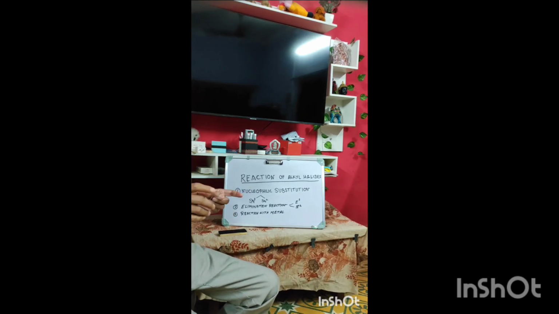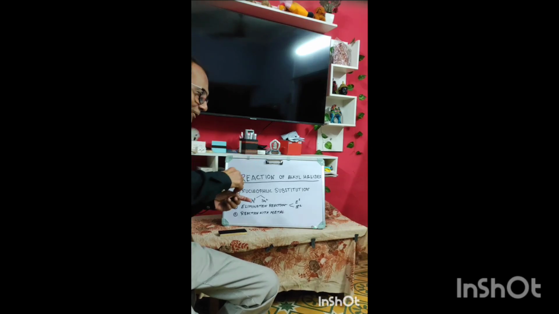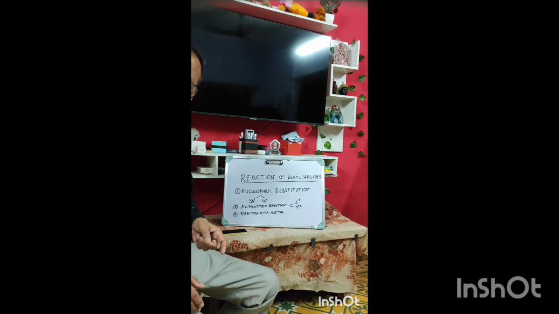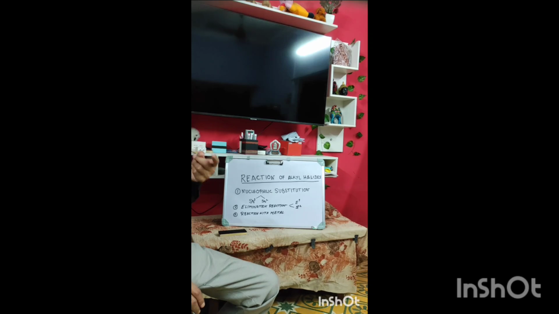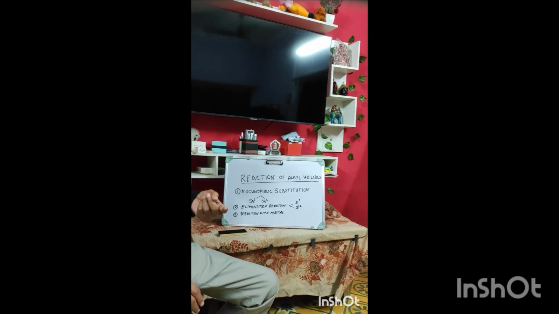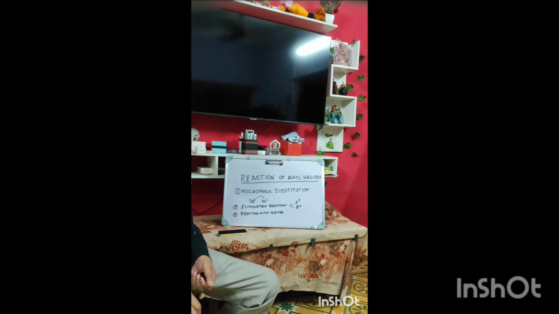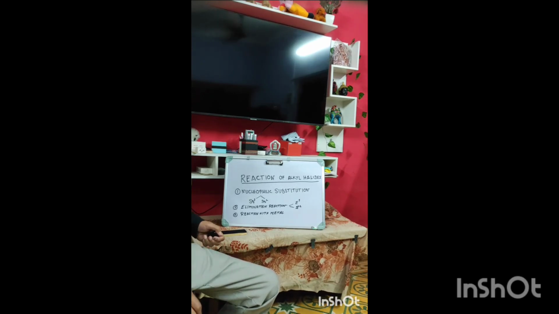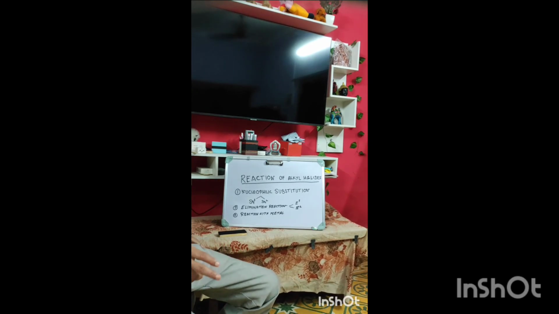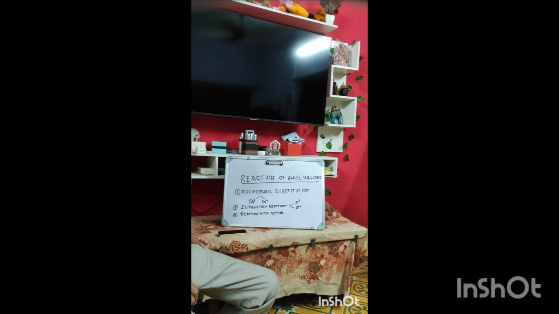Now in a reaction, when a nucleophile substitutes another nucleophile to form a new product, the reaction is known as a nucleophilic substitution reaction. Example: methyl bromide reacts with potassium hydroxide in aqueous solution. The product will be methanol and potassium bromide. This is a nucleophilic substitution reaction.